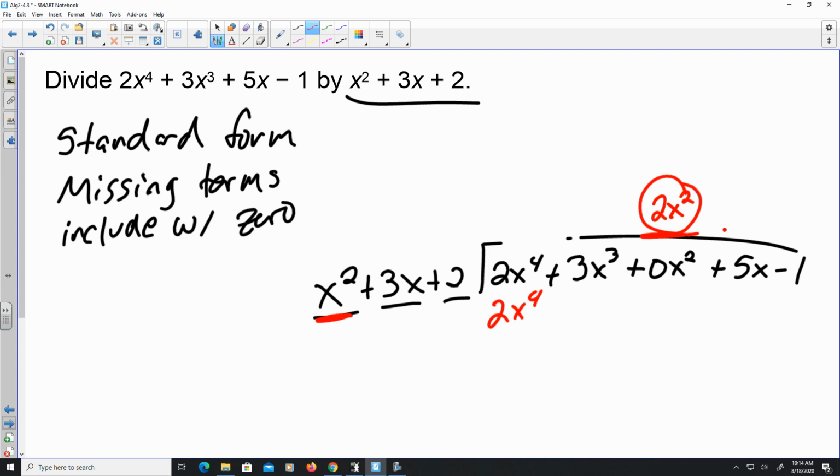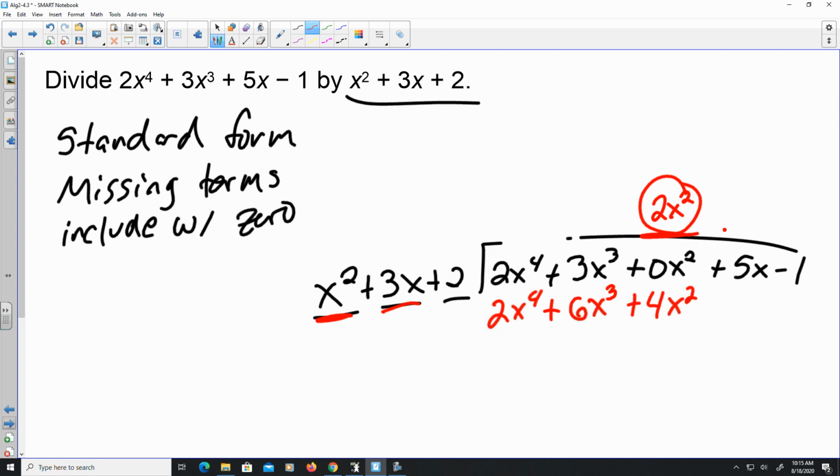So now you're going to take 2x squared and multiply it by 3x. Then that's going to give me plus 6x to the third. And then finally, 2x squared times 2 is plus 4x squared. And if you notice, every value that I have above it is a like term: x to the fourth, x to the third, x to the second. I can combine that. Now, just like what you did with the numerical values, you're going to subtract that.